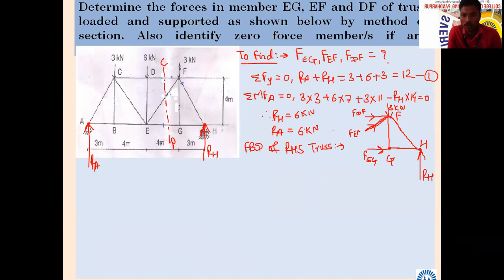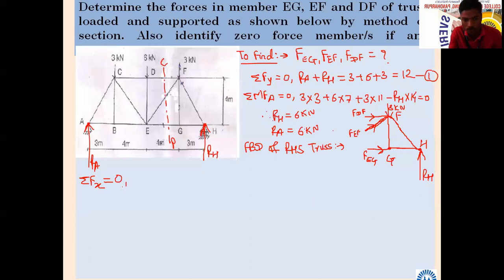These are the only forces we are supposed to find. How many unknowns are there in this? 3 unknowns. And how many equilibrium equations we have? 3. Means can we solve this problem? Yes, sir. Yes, we can. So let us go for summation Fx equal to 0.